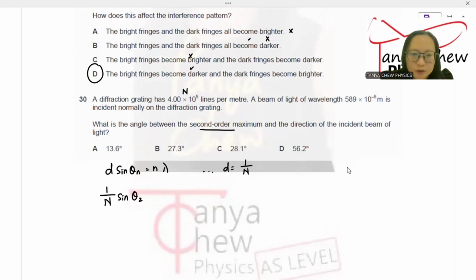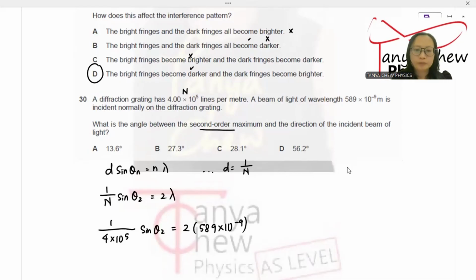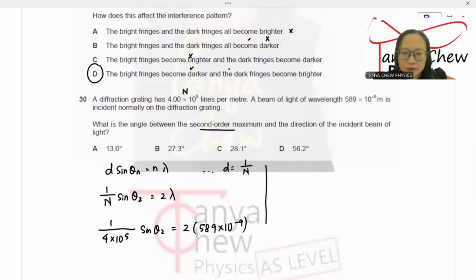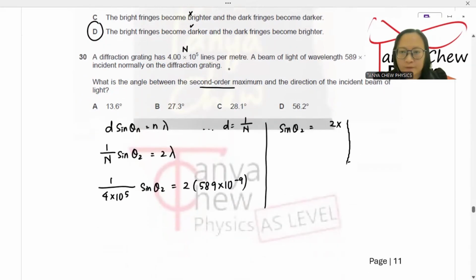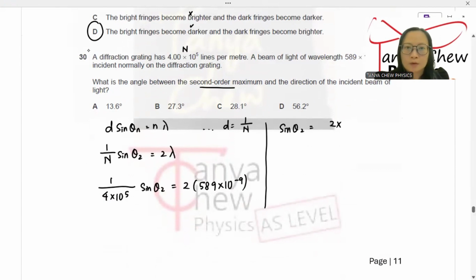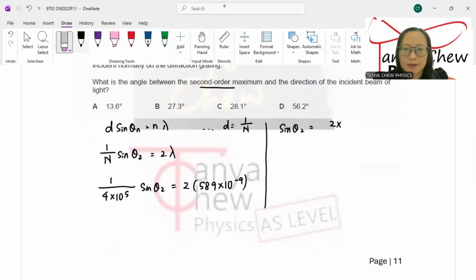Sin theta 2 is equal to 2 lambda, 1 over n is 4 times 10 to the power of 5. Sin theta 2 is equal to 2 times 589 times 10 to the power negative 9 meter. So you make sin theta 2 the subject. Sin theta 2 is equal to 2 times 589.